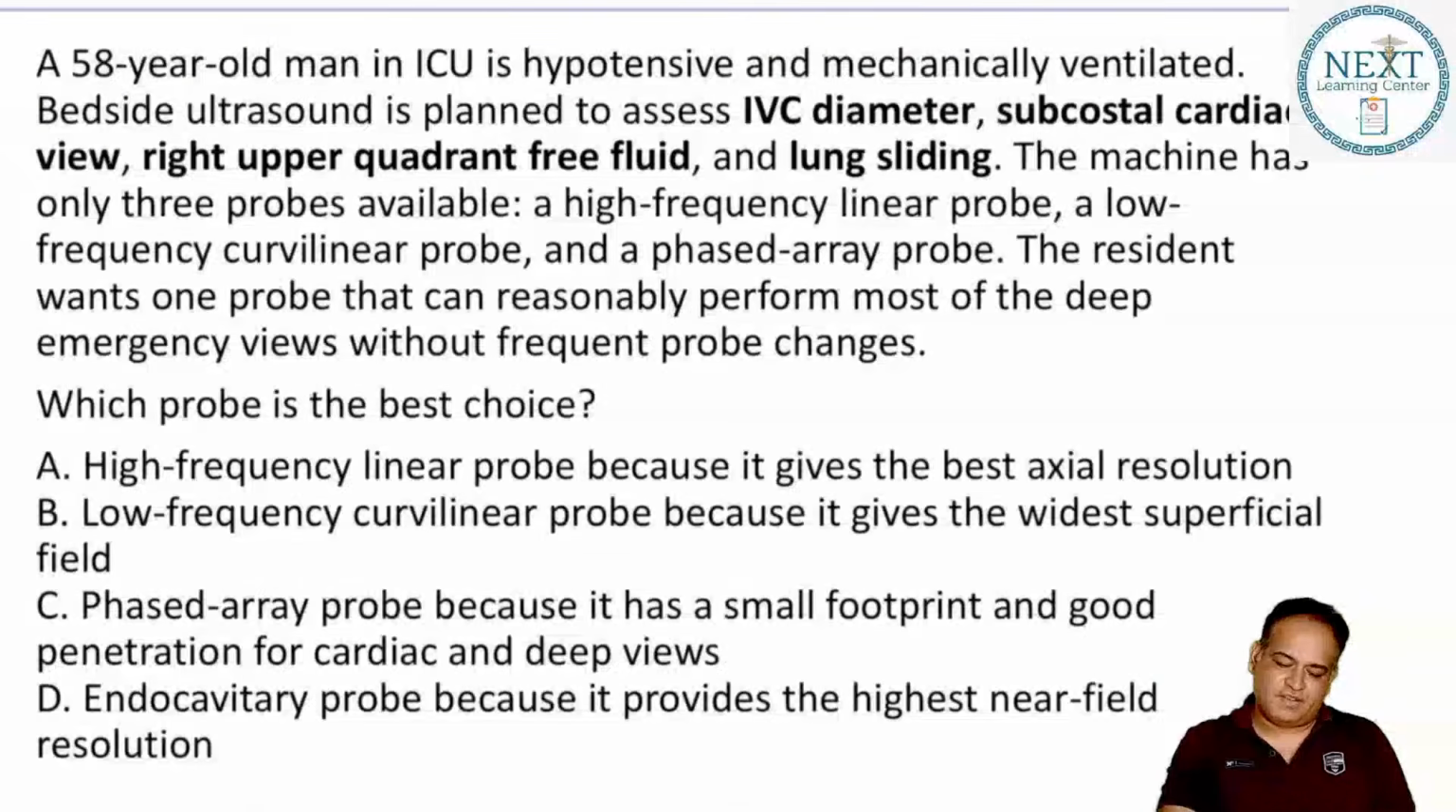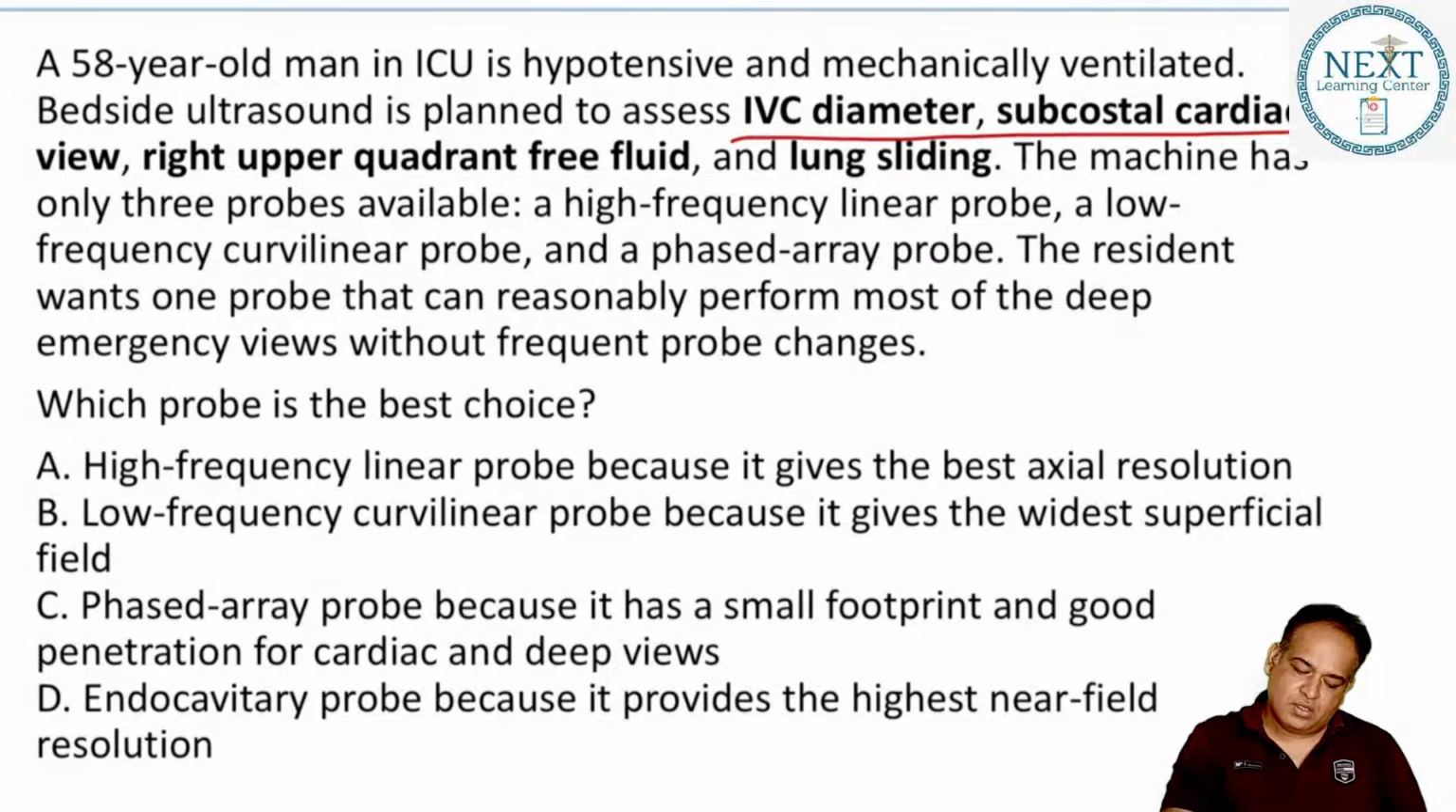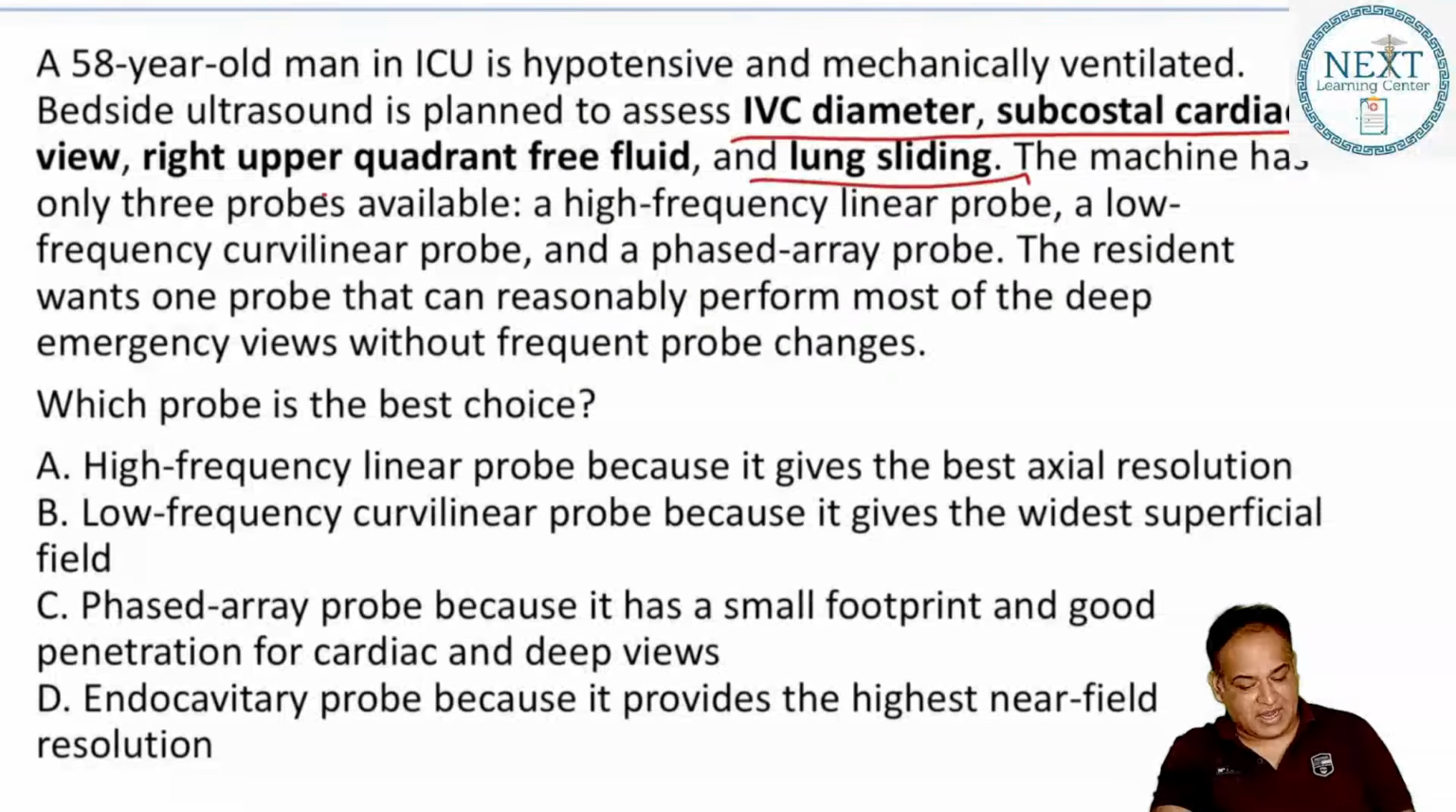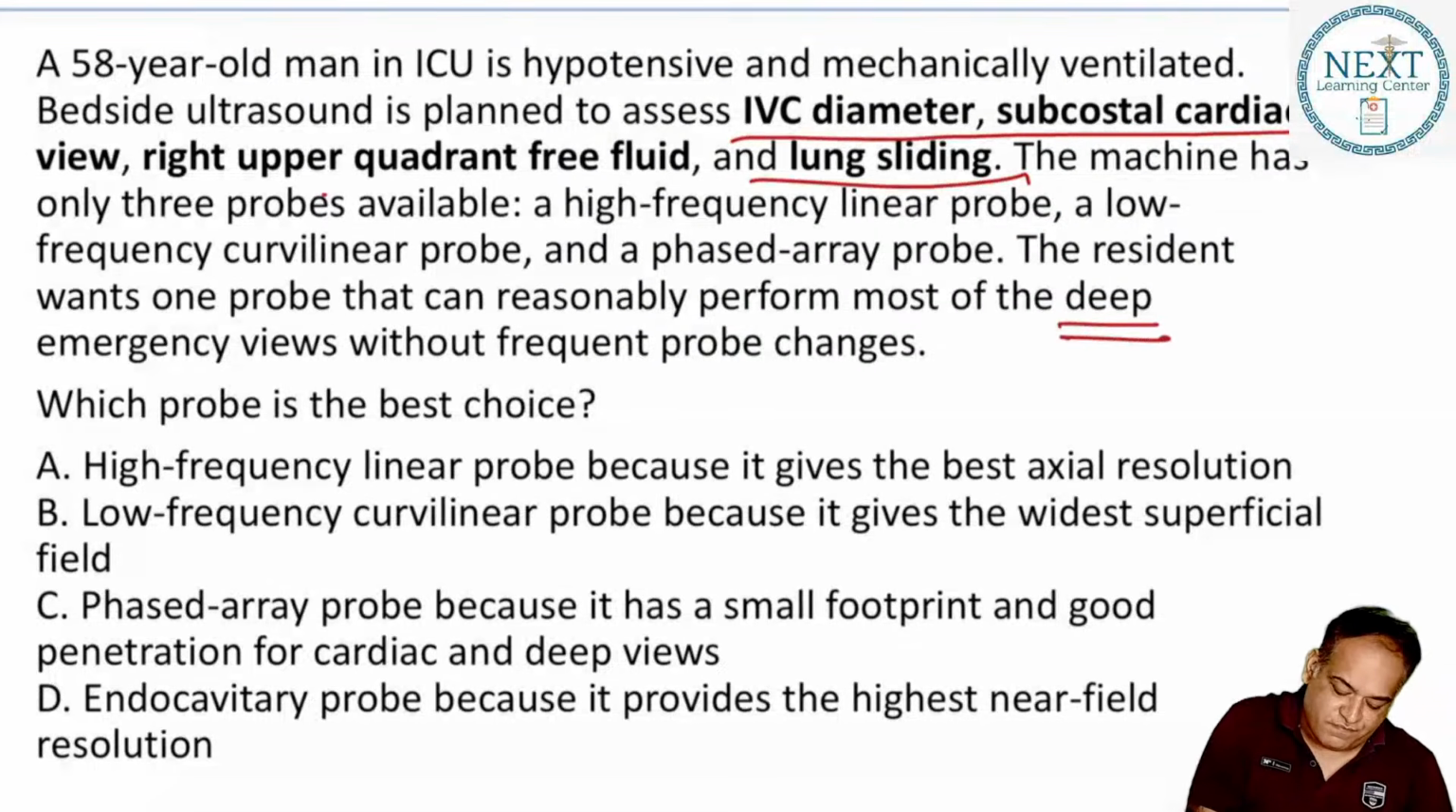A 58-year-old man in ICU is hypotensive and mechanically ventilated. Ultrasound is planned to assess inferior vena cava diameter, cardiac view, right upper quadrant free fluid, and lung sliding. The machine has only three probes: high frequency linear, low frequency curvilinear, and phased array probes. The resident wants one probe that can reasonably perform most of the deep emergency views.